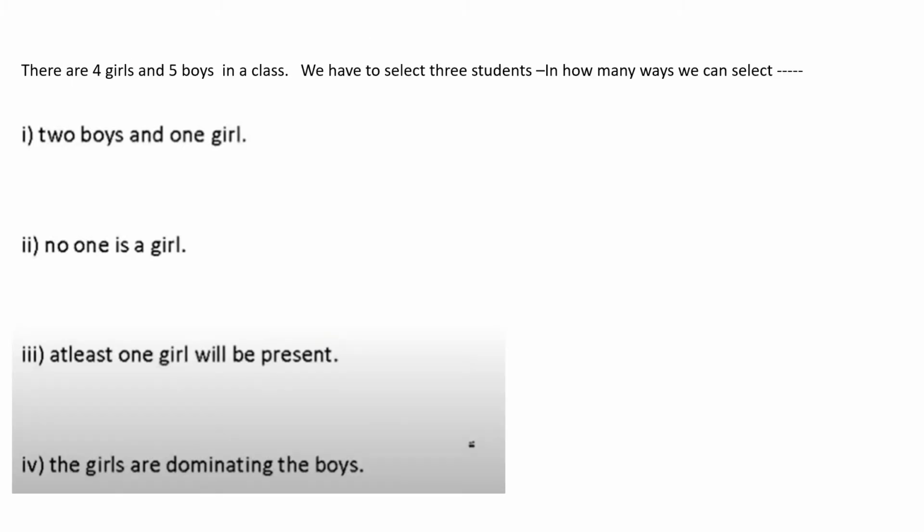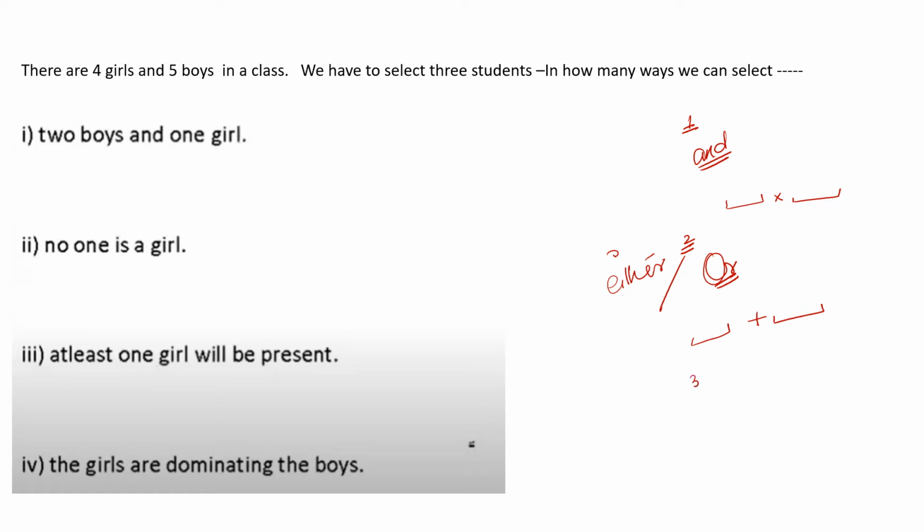Now before solving this question, try to understand 3 more things. Number 1, the word AND. Whenever the word AND comes between the selection of 2 different events, then the selection of the first event and the selection of the second event will be multiplied with each other. Number 2, if the word OR is coming, meaning either this or that, then you have to add the selection of the 2 events.